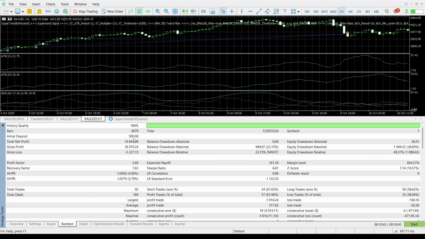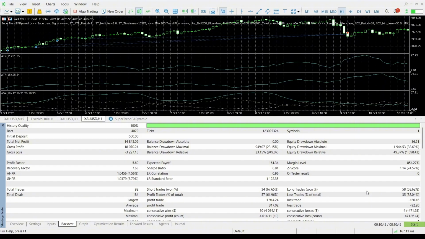But as you can see here, initial deposit of 500. It's taken it up to total net profits 14,000 something, nearly 15,000. Gross profit 18,000, gross loss 3,000. It's got a really awesome recovery factor. Profit factor of 5.6. Short trades 67%, long trades 58%. So you can see it doesn't have a 100% win rate. It's only got about a 65% win rate overall, but look at the money it makes.